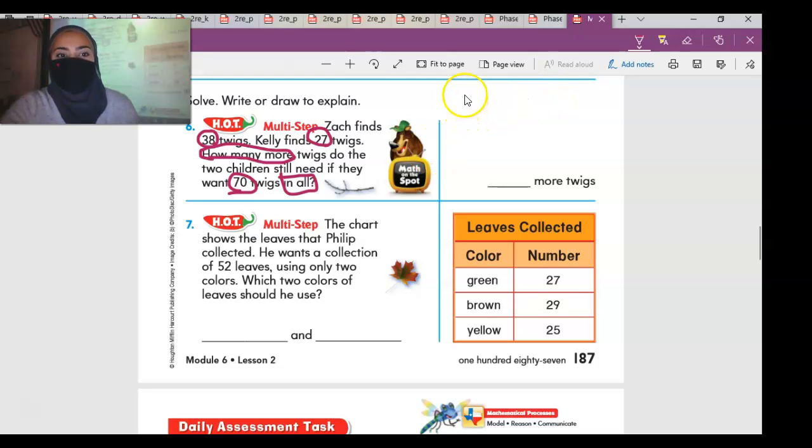So the first step is we have to do 38 plus 27, because this is a two-step problem. First, we have to find out how many twigs they have all together, and then we have to take that number away from 70. So first, when we add these, we're going to add it this way, the elevator escalator way. So 38 plus 27. Sorry, I have to erase that and then write it again bigger, because that's not going to work.